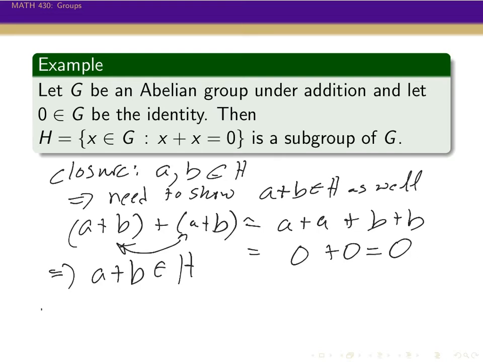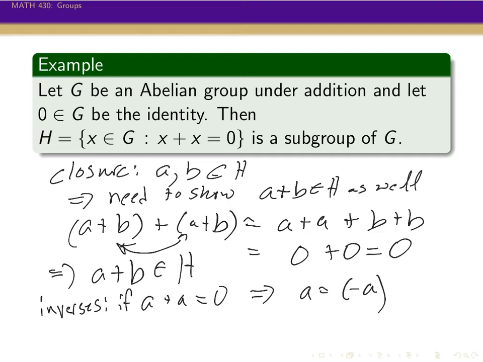Last but not least, for inverses, well, if A plus A equals 0, then that means that A is equal to its additive inverse. Right? We have found something that cancels off A, so based on the work that we did before in the last video, this means that A has to be its inverse. And so H contains its inverses. And we're done.